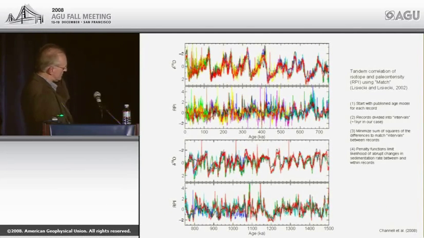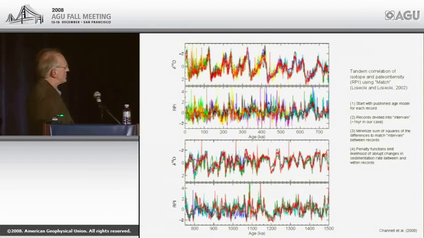Now, this is just superimposing the isotope records from 0 to 750,000 and the paleointensity records on top of each other from 0 to 750. And this is from 750,000 to 1.5 million for the isotopes and for the paleointensity.